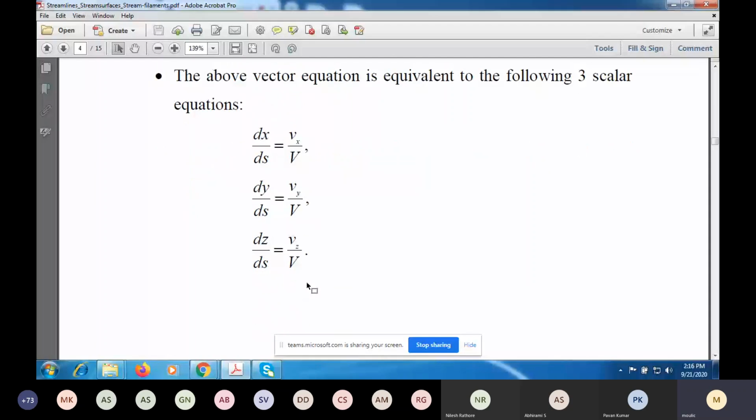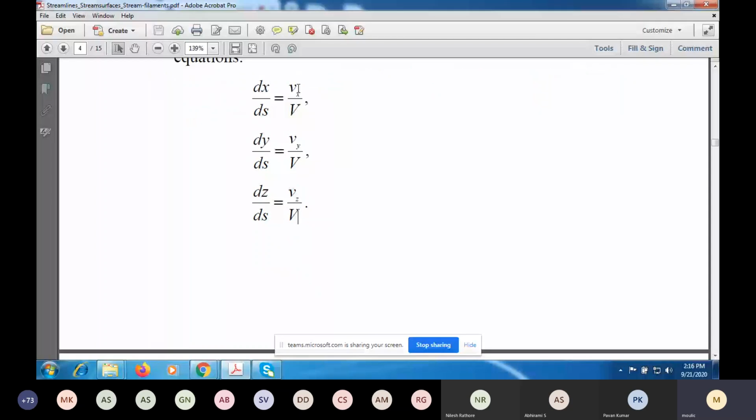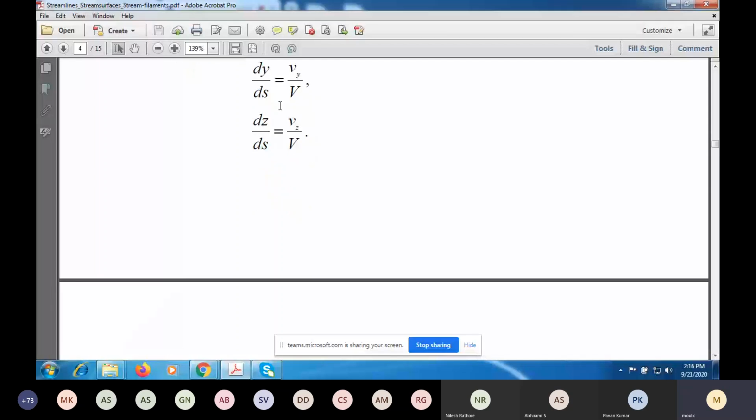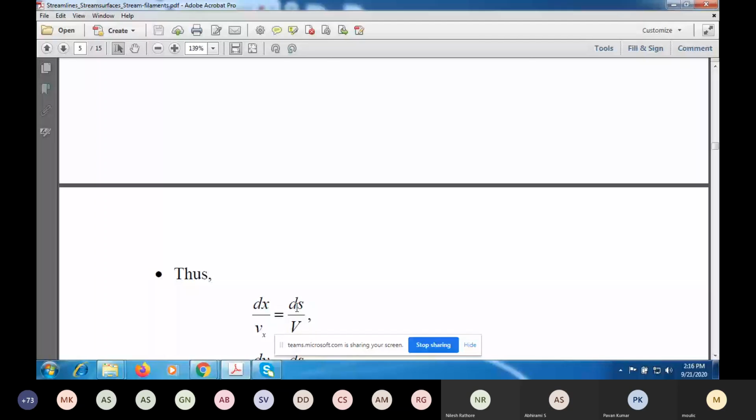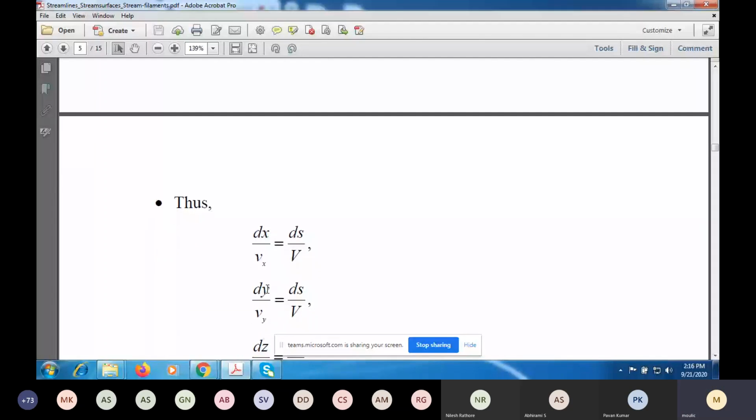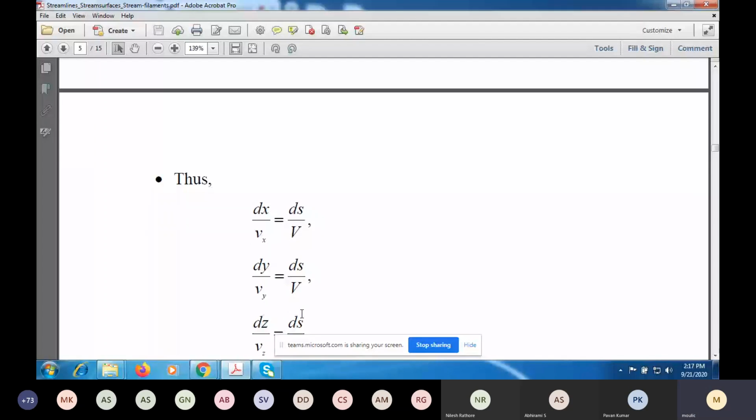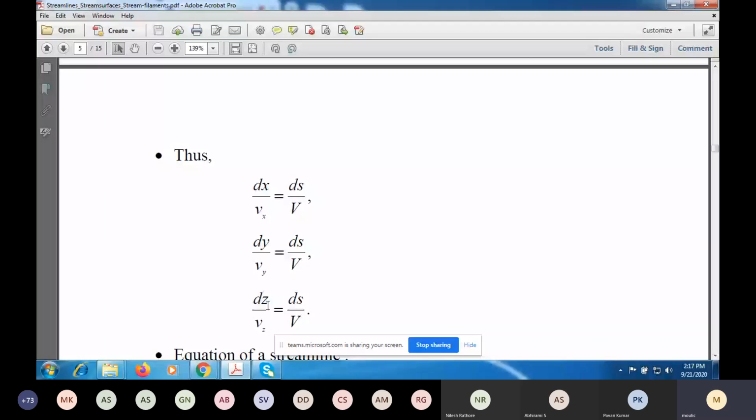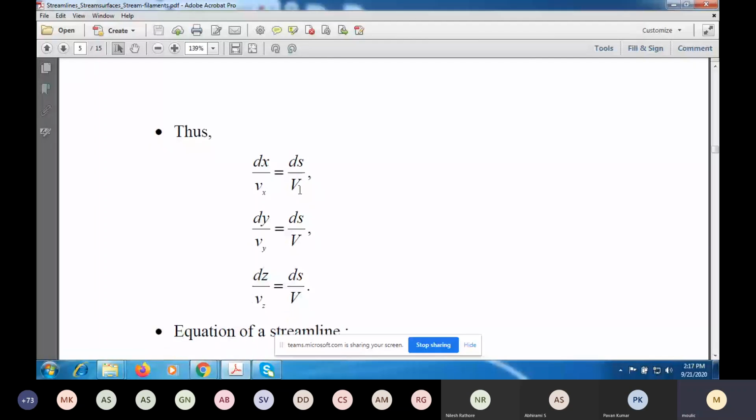Now I can look at this equation and pull this Vx to the denominator and move the ds to the numerator. So I can write the first equation as dx by Vx is ds by V. Then the second equation I can get by simply replacing x by y, so I get dy by Vy equal to ds by V, and the third equation is dz by Vz equal to ds by V. So you see that in this set, the right hand side is the same for all the equations. It is ds by V.